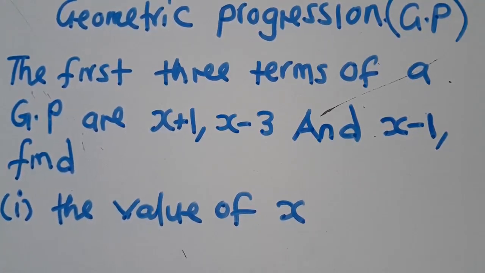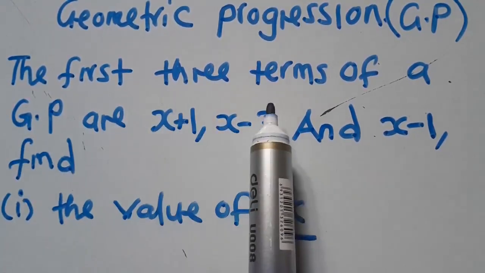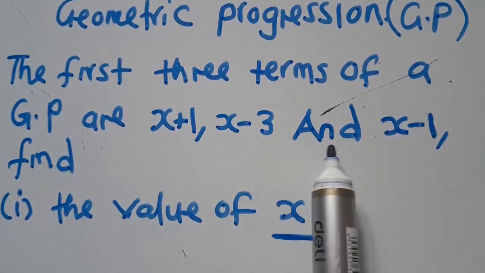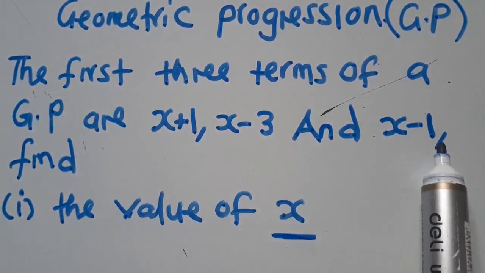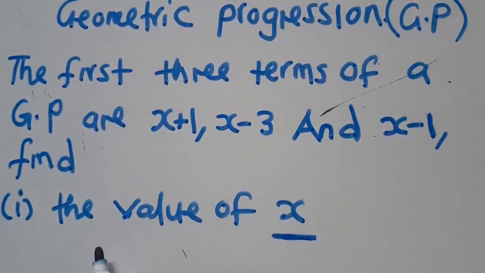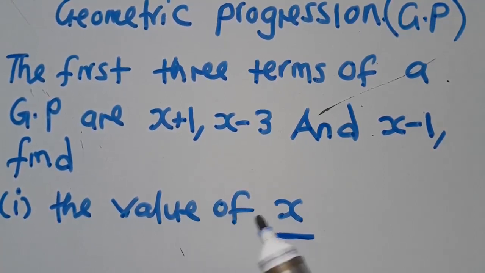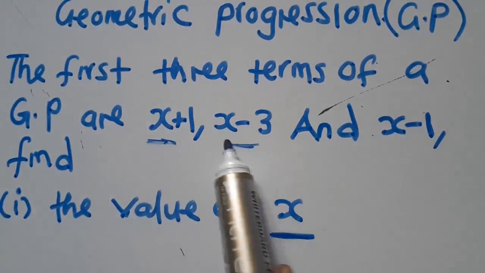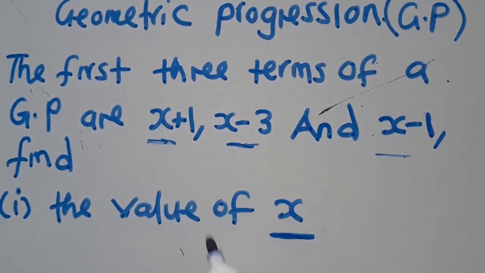So we have this question, and our first question is where we are told to find the value of x. It says the first three terms of a GP are x plus 1, x minus 3, and x minus 1. We are told to find the value of x. When you are given these three terms of a geometric progression, this is the first term, this is the second term, and this is the third term. Then you are told to find the value of x.